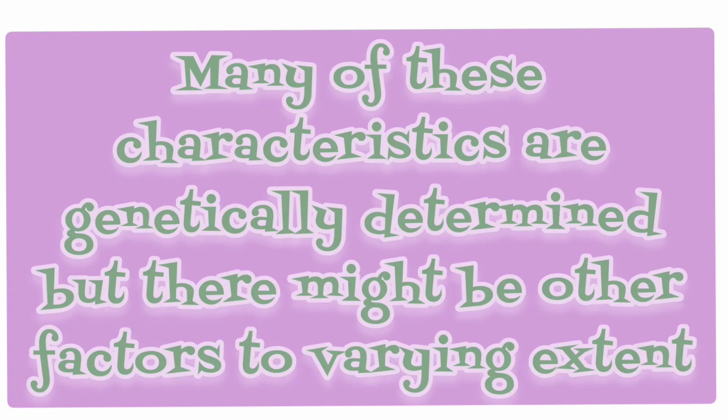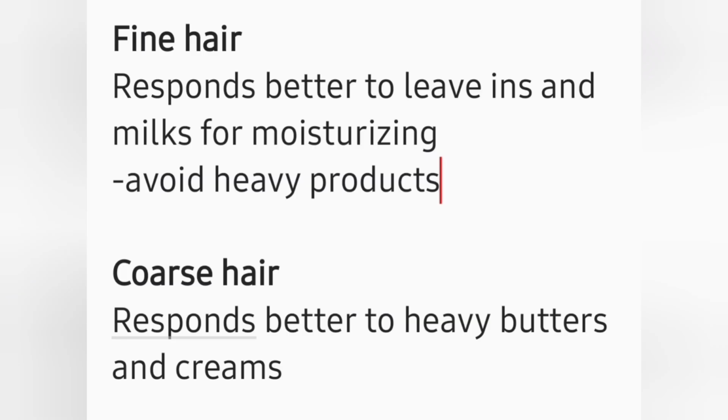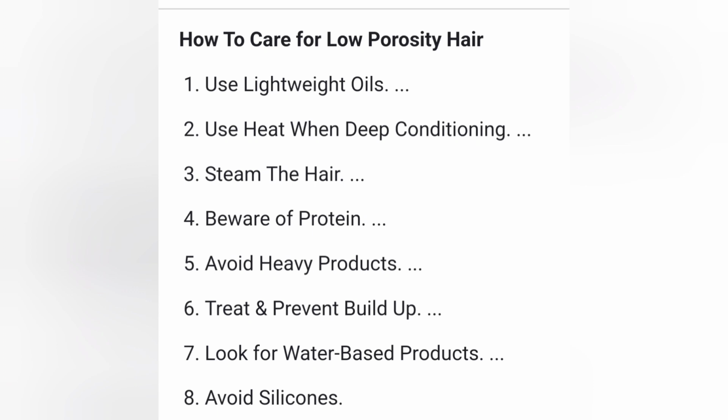Other than that, those characteristics just help you to have certain guidelines for your hair. For example, your curl pattern will help you when shopping for hair products. Your hair texture will help you know what kind of products to use. For example, fine hair will not want very heavy products because it's just going to weigh down the hair, and that's not good, right? Coarse hair responds better to heavy butters and creams, and you have to deep condition very regularly. Thin hair, you want to avoid tension to the scalp and avoid sulfate shampoos. These are things that you can find on the internet. You can just Google it yourself.